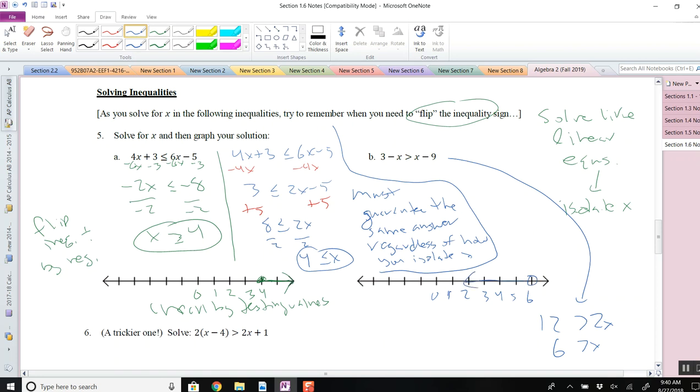Okay, hopefully you paused the video and worked on it. You should get x is less than 6, and you're going to the left. And you can always test points, like if you plug 0 in, you get 3 is greater than -9, it works.